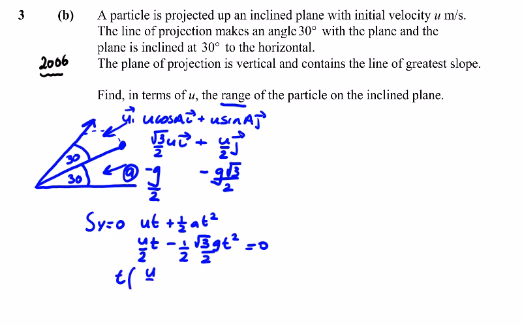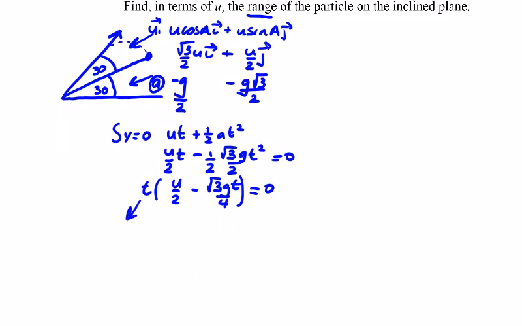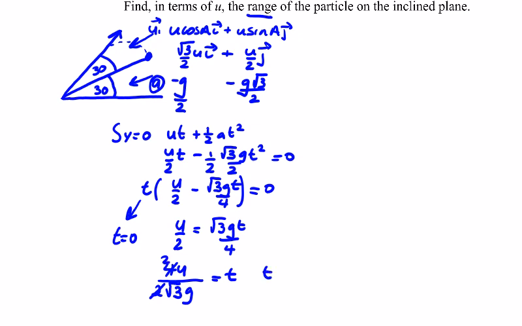Factor out your t to get u over 2 minus root 3 gt over 4. And then solve for t. This is my initial, before it takes off, time of flight. And then here I'm going to get u over 2 is going to be equal to root 3 gt over 4. So 4u over 2 times root 3g is equal to t, which is 2u over root 3g. So that's the time taken.